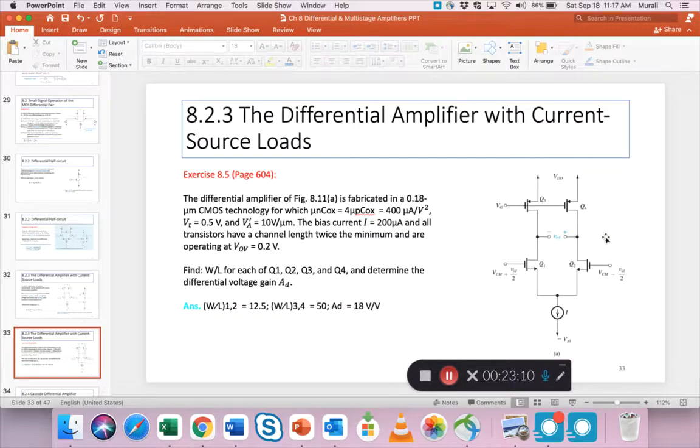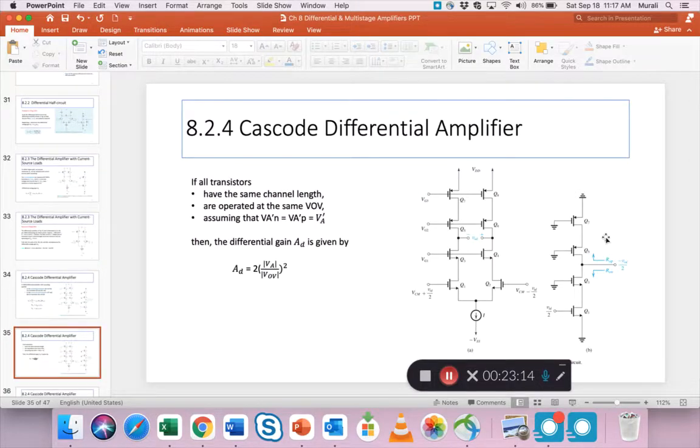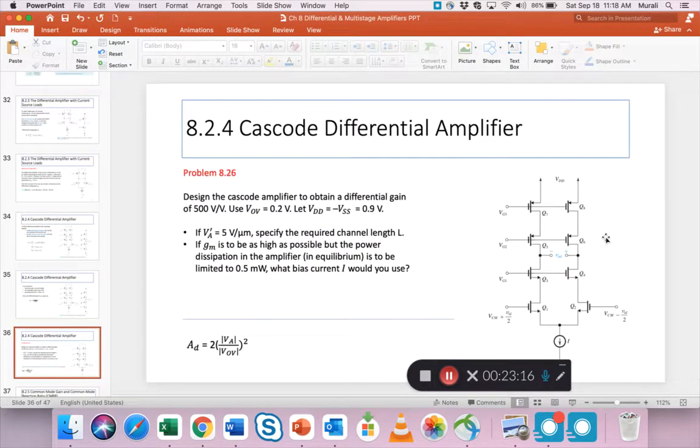All right, let's move on. Now we have a cascode situation. The previous example was just current source load. Now we have current source load and cascoding.